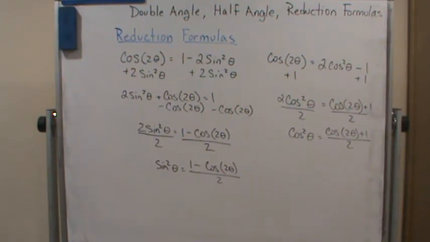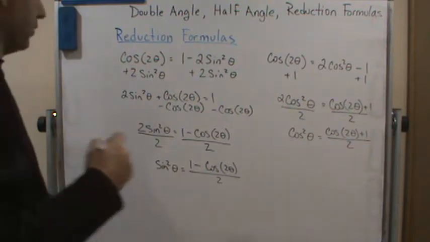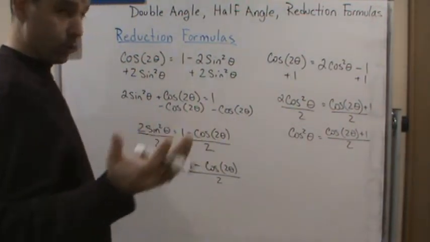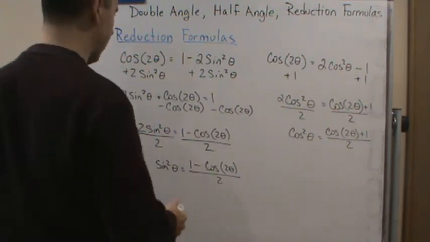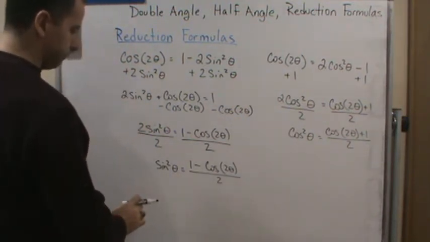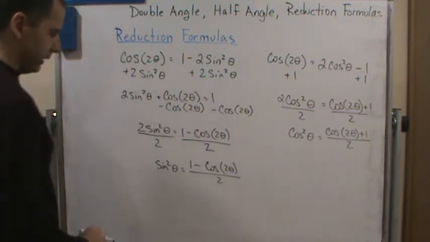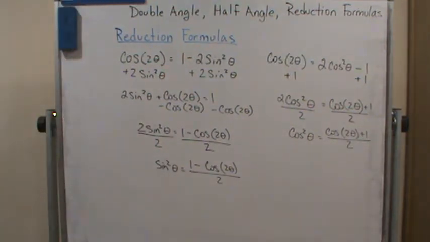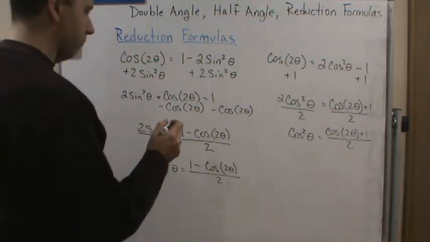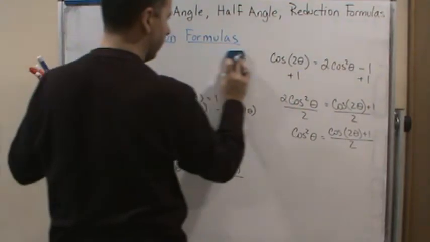Okay, now to get the reduction formula for tangent, we're basically just going to use the definition of tangent as a ratio of sine over cosine. Then we're going to plug in the information that we have here. So let's do that. Let me erase this.